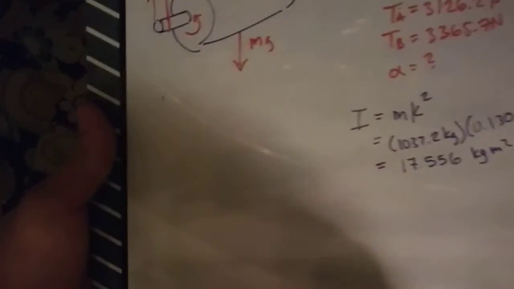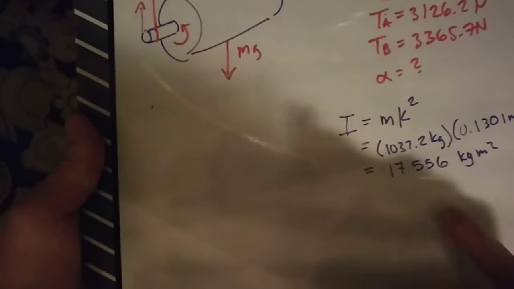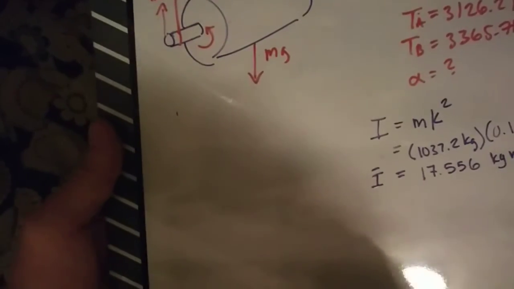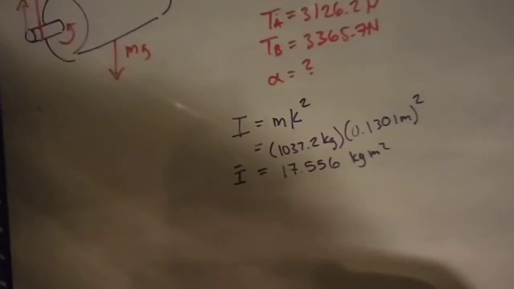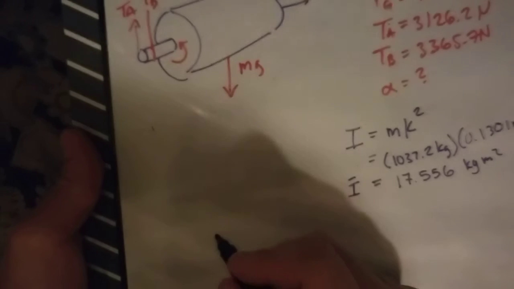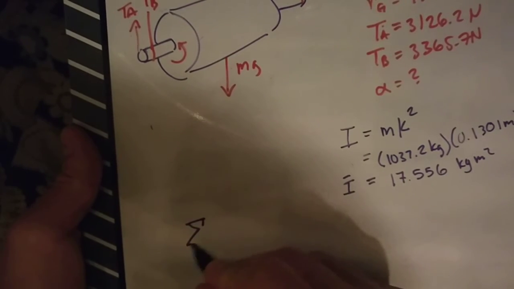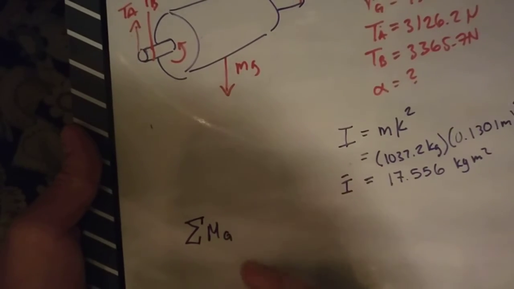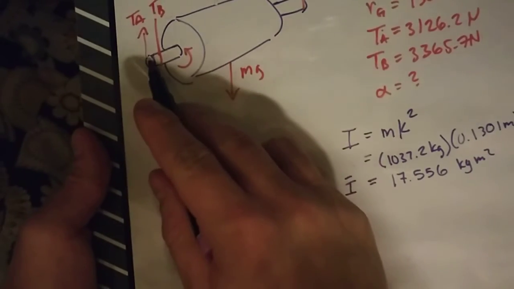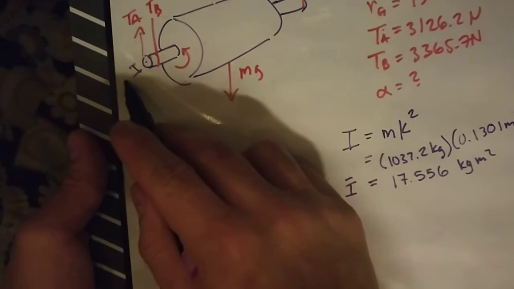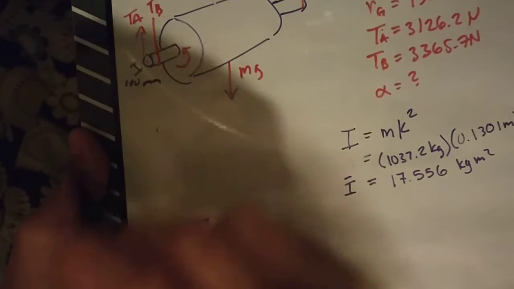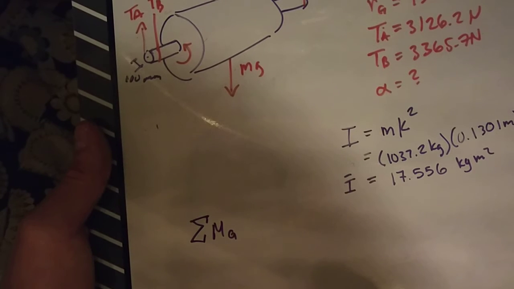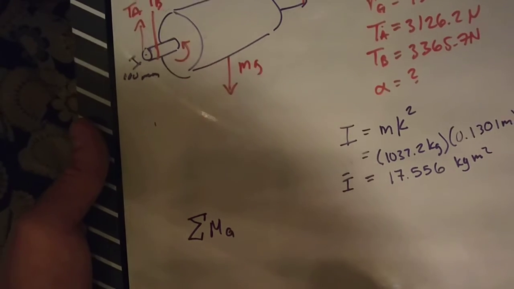So now that again gives us the moment of inertia. Now that we know that, we can solve for the angular acceleration by essentially adding up the sum of the moments at G, G being representative of the center of the body. Oh, another thing I didn't give, that's 100 millimeters.